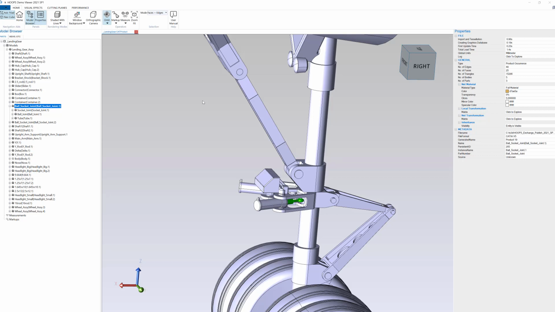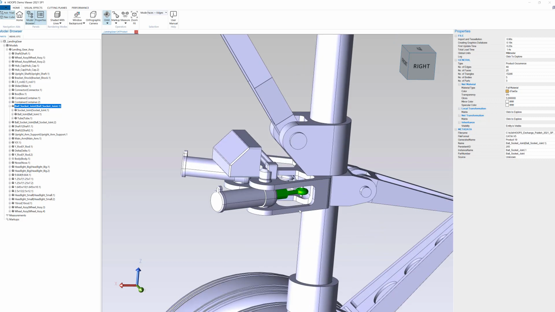Hoops Exchange now officially supports all constraint or mating information for parts in Catia assemblies, including fixed, coincident, parallel, and symmetrical constraints. Here we have a Catia assembly with a number of different subassemblies. We're looking at one, this ball socket joint here.